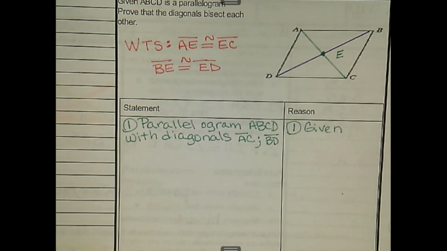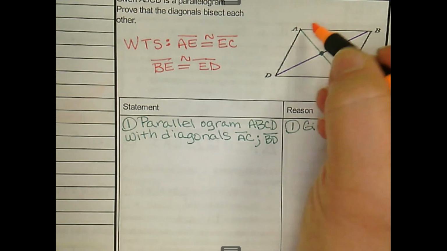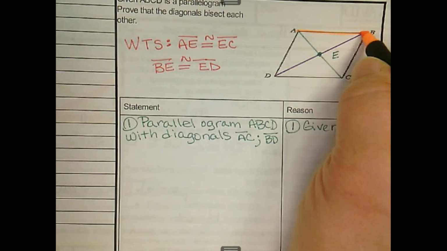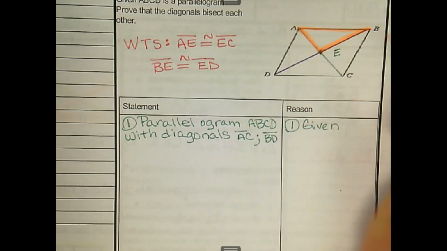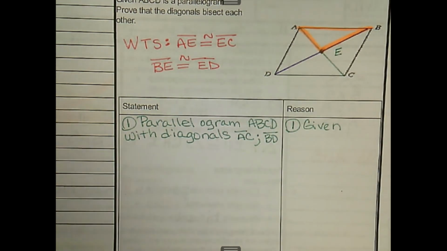So I'm going to highlight because I want to show that they're congruent. If they're congruent, then their corresponding pieces are congruent. I'm going to do the top and the bottom. So the top triangle, and the bottom triangle.